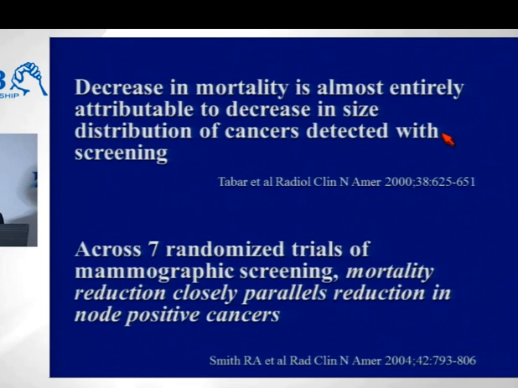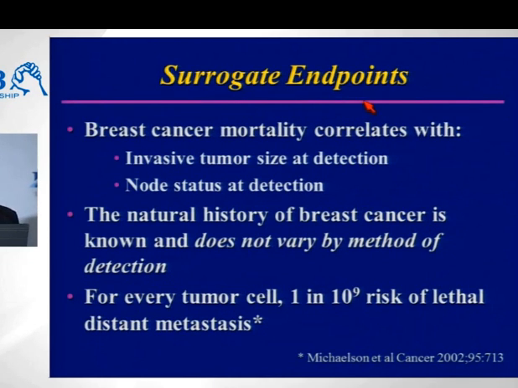The decrease we see in mortality among screened women is almost entirely attributable to the decrease in size of the cancers that we find on screening, and across 7 randomized trials of screening, mortality reduction closely paralleled reduction in node-positive cancers. So the bottom line is screening is only going to work if we find small node-negative cancers, and that's what we can do with mammography.